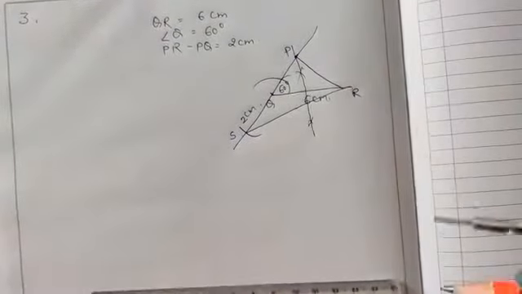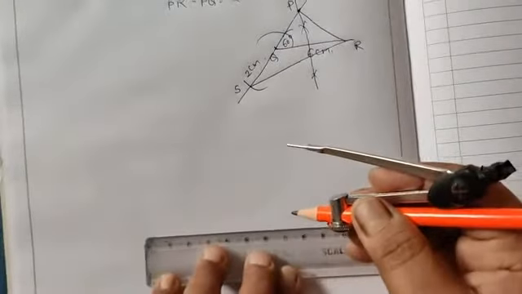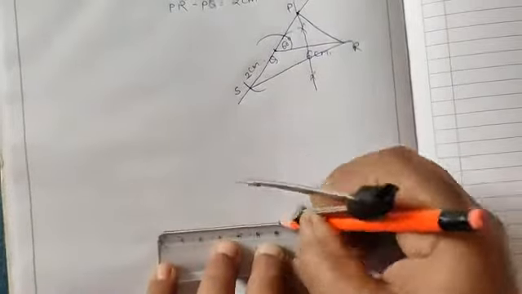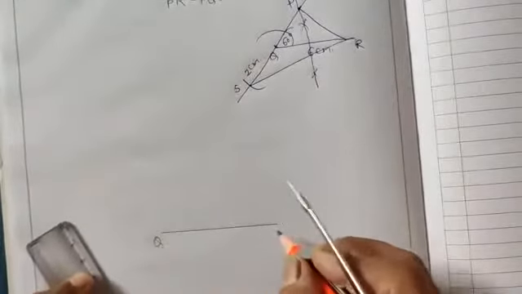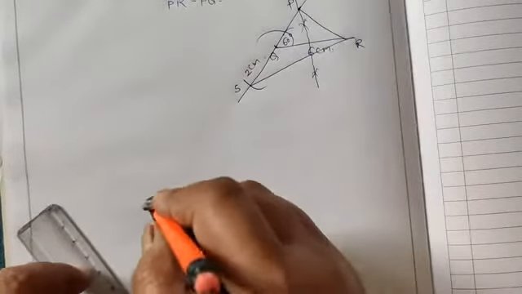Now construction. QR equal to 6 centimeter. This is the point QR. Make an angle 60 degree.